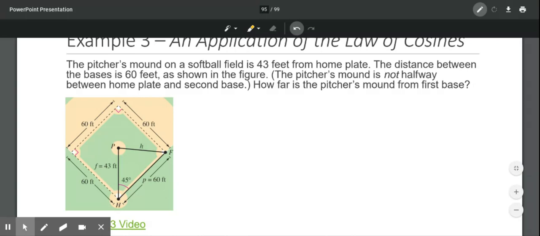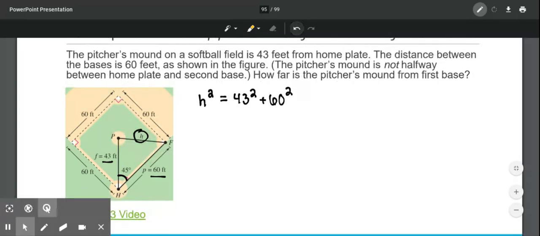So we have to find H, and we have a side, an angle, and a side. And so we're going to set up our law of cosines: H squared, because that's the side opposite the angle that we know, equals 43 squared, so that's one of the sides, plus 60 squared, minus 2 times 43 times 60 times the cosine of the angle measure opposite the side that you're solving for.